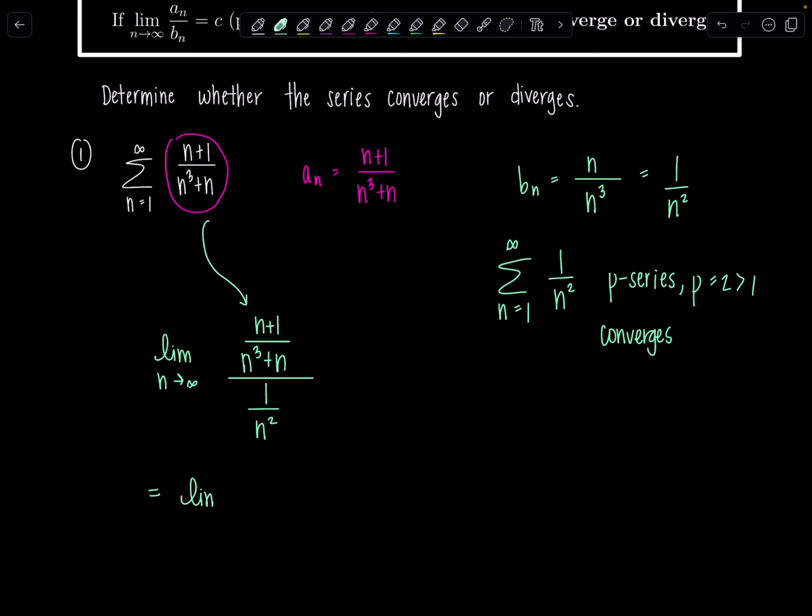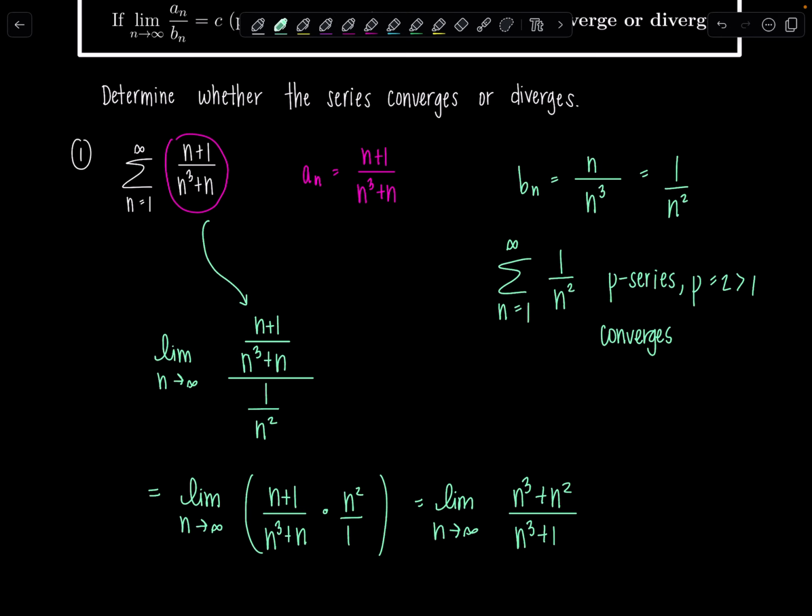So this is going to be the limit as n approaches infinity. I'm going to have n plus 1 over n cubed plus n times n squared over 1. And then let's see here, limit as n goes to infinity, I'll just distribute the n squared in the numerator. So we'll have n cubed plus n squared over n cubed plus n.